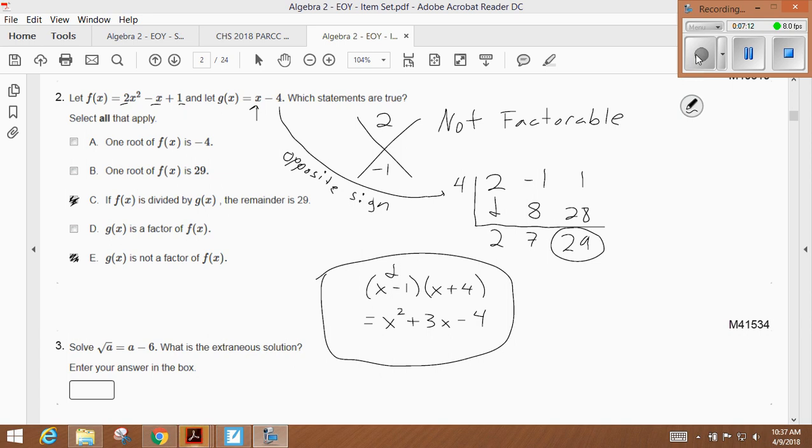I get x minus 1, right? I wouldn't get a remainder. I would just get x minus 1. Which means that not only is it a factor of it, and not only is it divisible by it, it's also a factor of it, right?